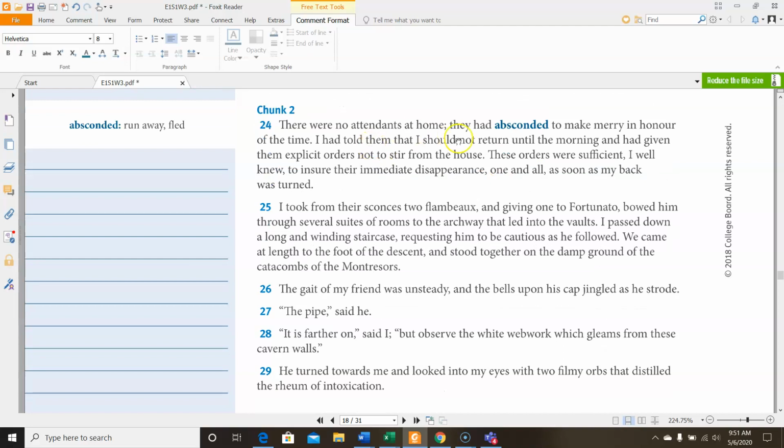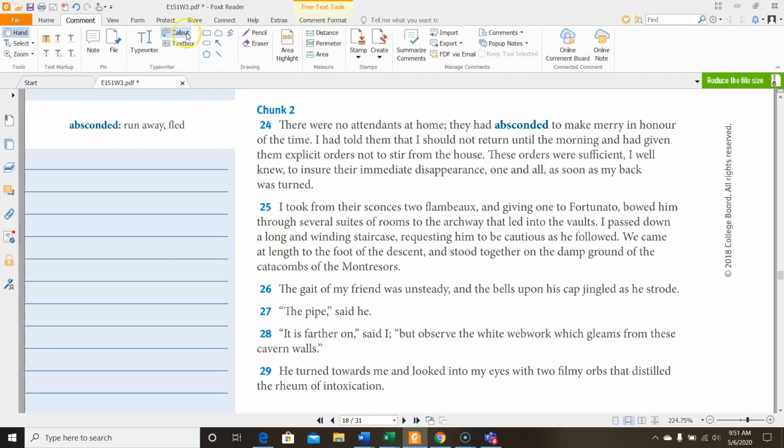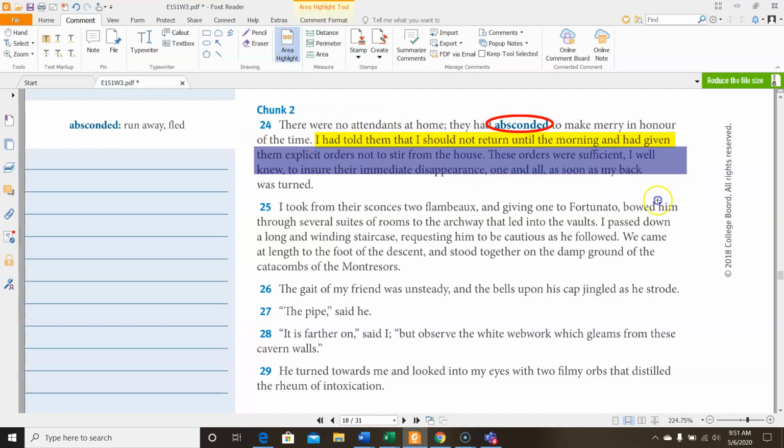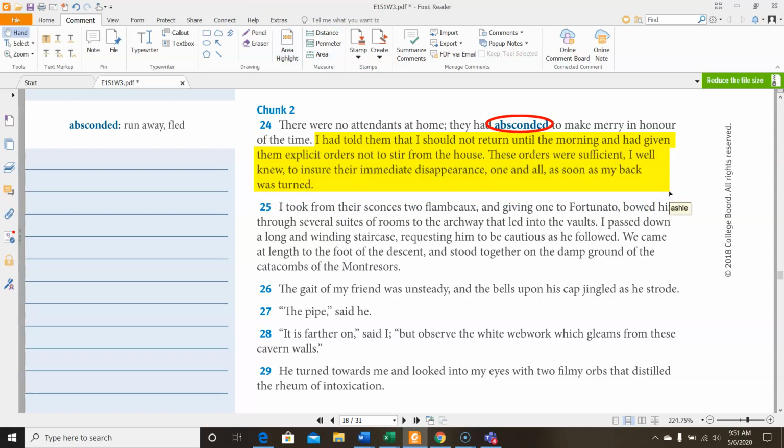There were no attendants at home. They had absconded to make merry in honor of the time. I had told them that I should not return until the morning, and had given them explicit orders not to stir from the house. These orders were sufficient, I well knew, to ensure their immediate disappearance, one and all, as soon as my back was turned. So this is irony, because he tells his servants not to leave the house, because he knows that the moment his back turns, they'll all leave. That's the opposite of what you would expect. You would expect the servants to do what he asked. So he did that purposefully so that nobody would be home.